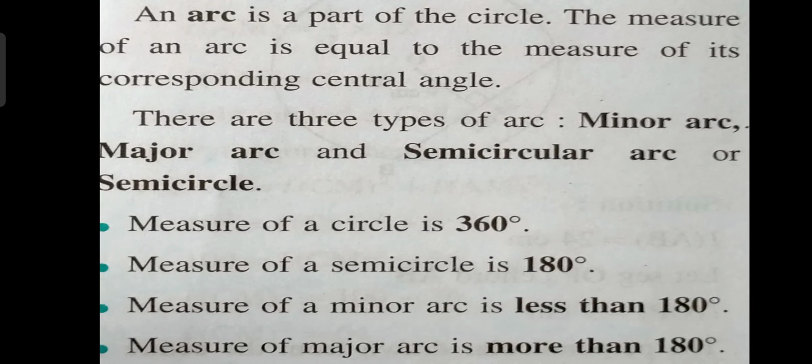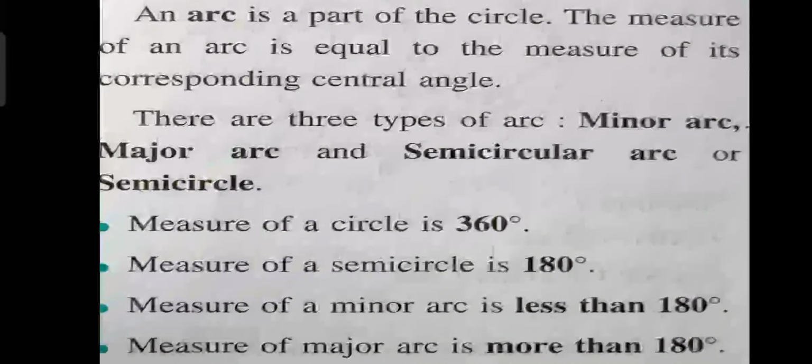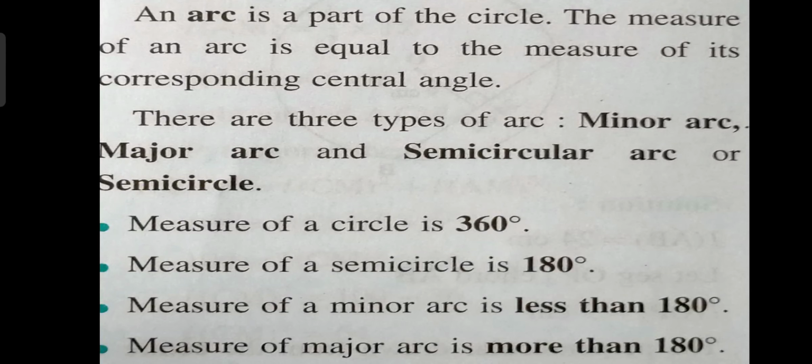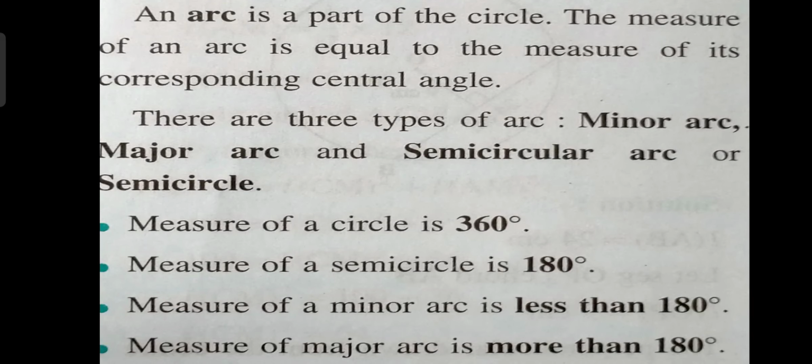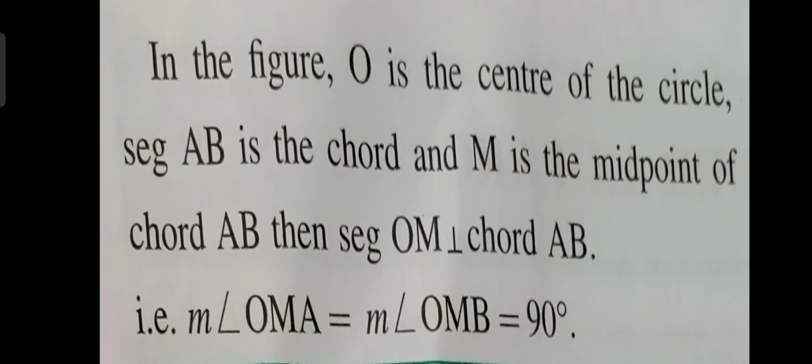We have also seen different types of arcs, and there are three types: the minor arc, the major arc and the semicircular arc. The measurement of the circle is 360 degrees, and a semicircle is half of that, that is 180 degrees. The measure of a minor arc is less than 180 degrees, and a major arc is more than 180 degrees.